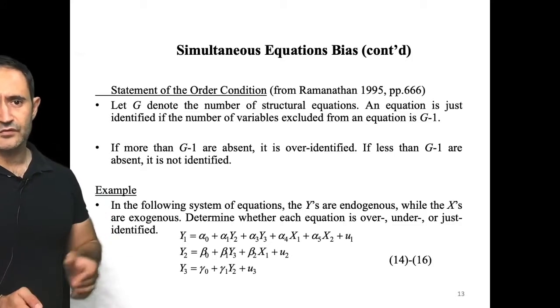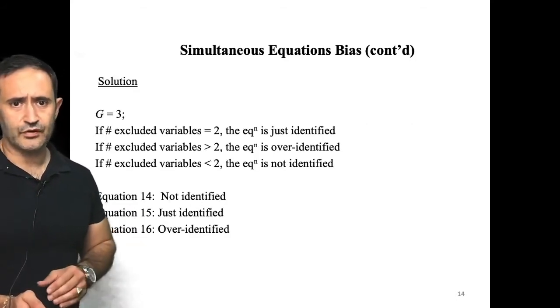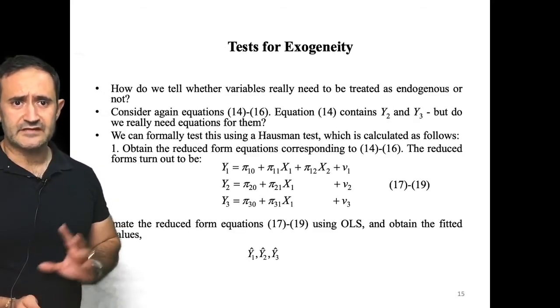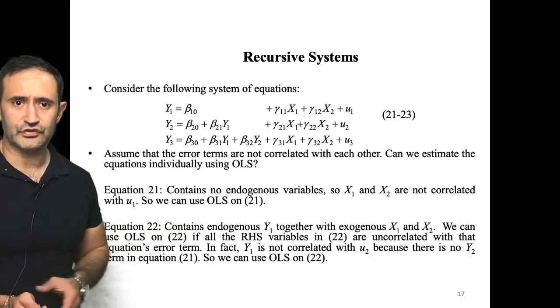Here we explain in a bit more detail this simultaneous bias problem. I'm going to skip it. Test for exogeneity, I'm going to skip it as well because this is not necessary.